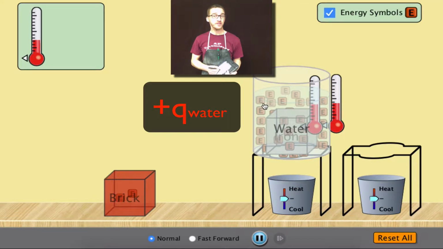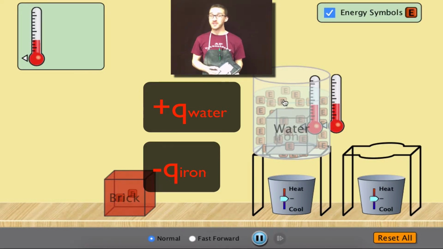So the sign of Q, or the sign of the heat absorbed by the water, is going to be positive, but the sign of the heat released from the iron is going to be negative. Again, those signs are just going to indicate for us whether or not the heat is absorbed or released.